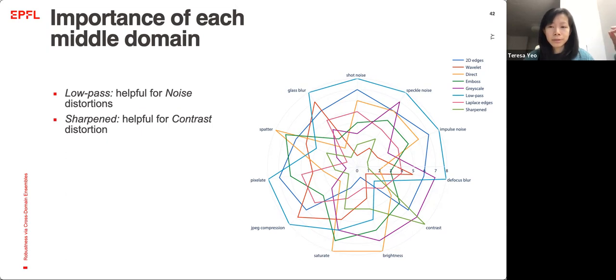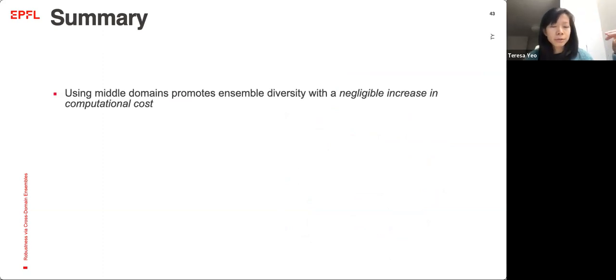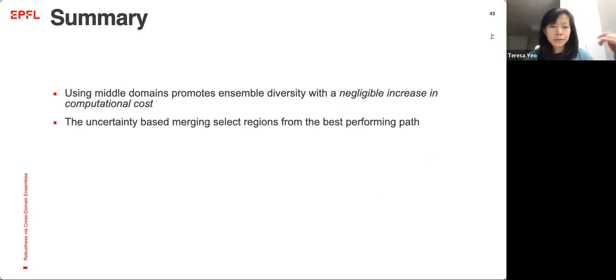So we have more ablation studies and results in the main paper and also in the supplementary material. To summarize, using middle domains in this project promotes ensemble diversity, which improves performance by decorrelating errors. And it has a negligible increase in computational costs compared to deep ensembles. Uncertainty-based merging allows the method to select regions from the best performing path.